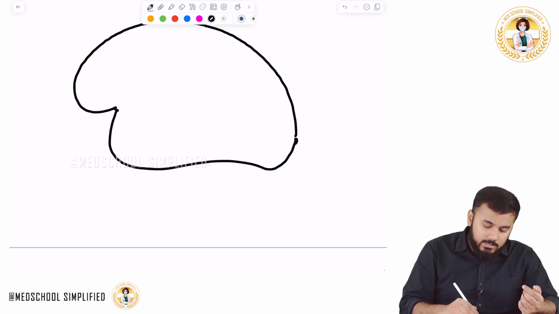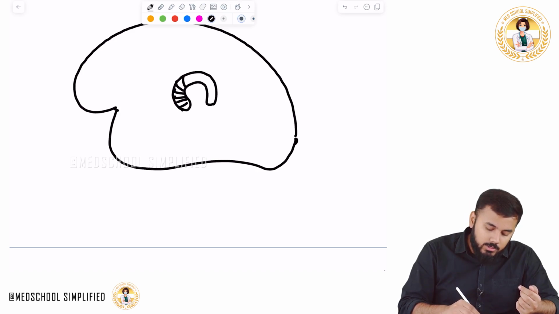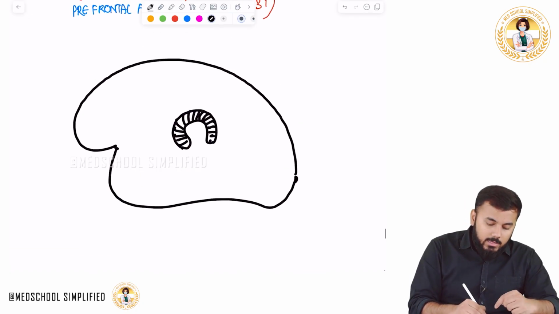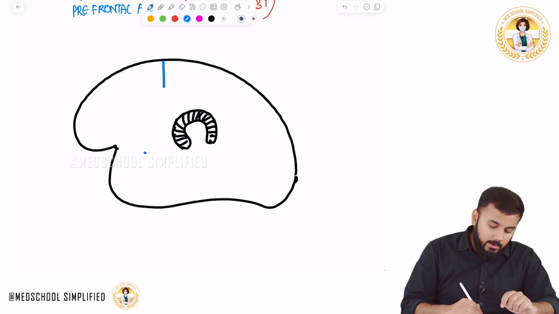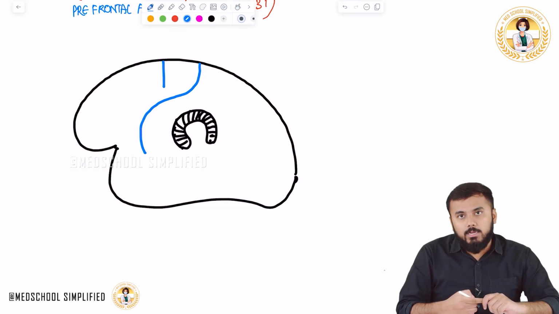so this is your medial surface, and the medial surface has got, what is this? This is called your corpus callosum. So this structure over here is called your corpus callosum. Okay, and from the previous lectures, this is your central sulcus, and this structure which I'm drawing like this is called your cingulate gyrus.